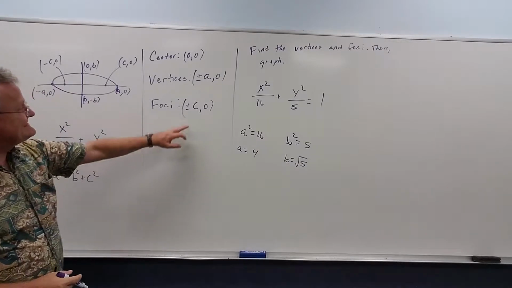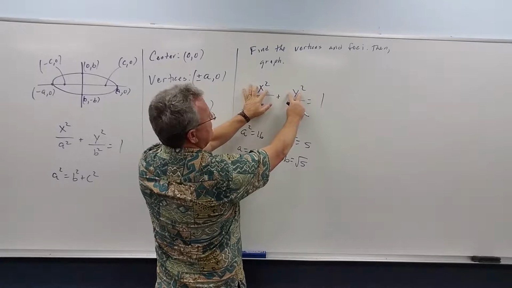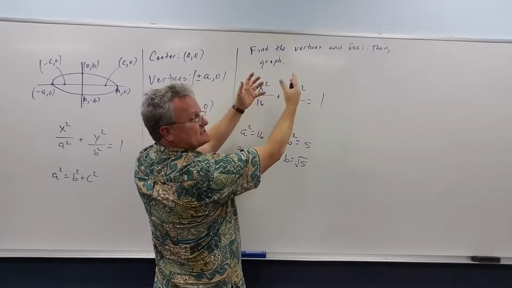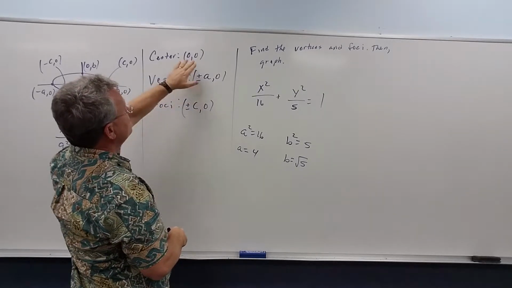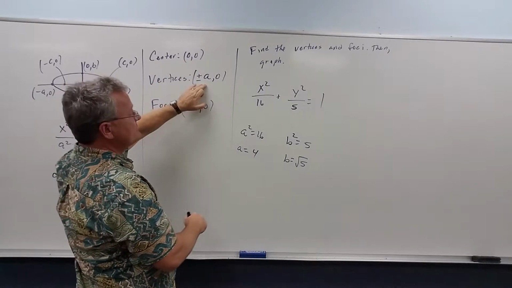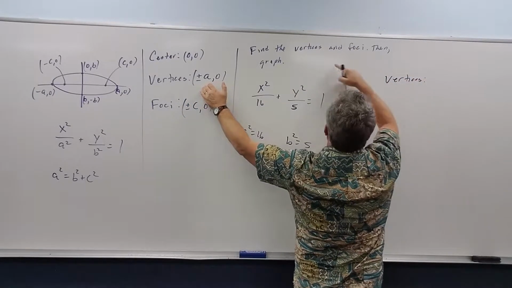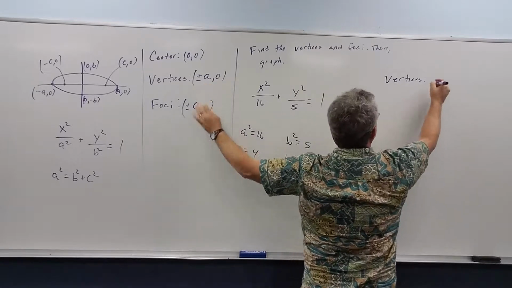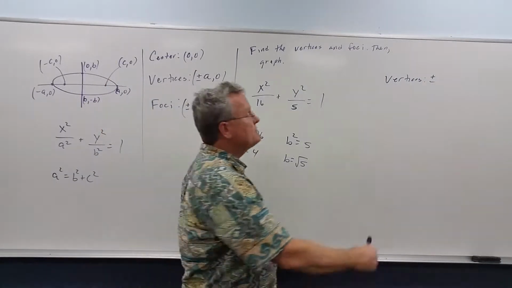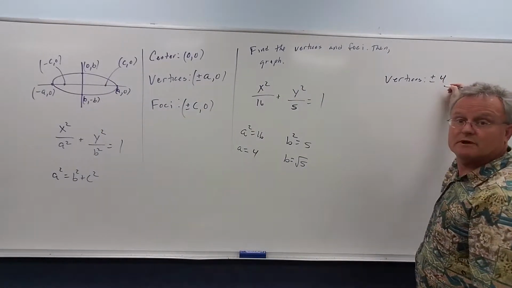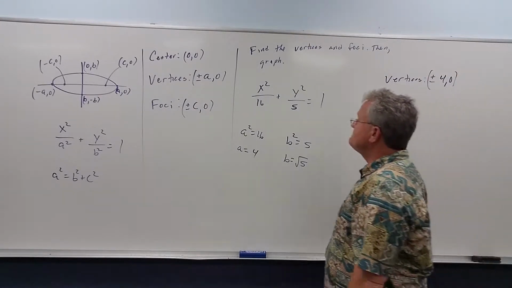Now we can find c. We know the center because no numbers are added or subtracted with the y component. That tells us it's at the origin. So the center is the origin. The vertices, let me write this over here. The vertices, which we're asked to find, are plus and minus a, comma 0. A is 4, so we have plus and minus 4, comma 0.